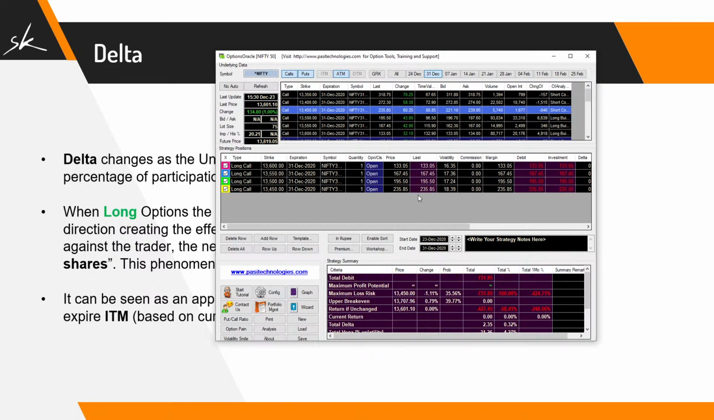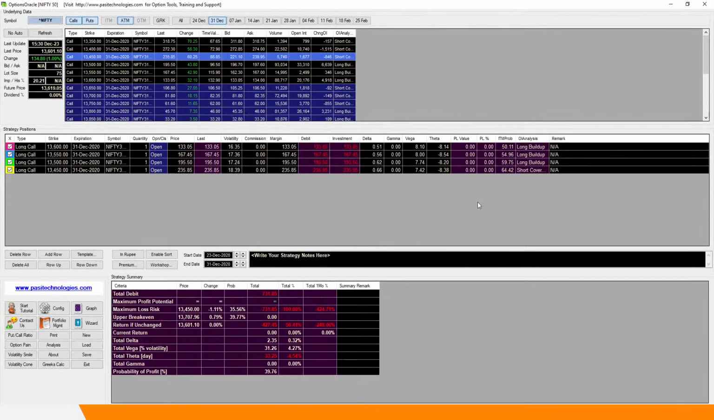Now, if you look at the deltas here, you can see the one which is at the money. Okay, let me just take a different color. Just give me a second. Okay, so can you see this is where I have my deltas, right?